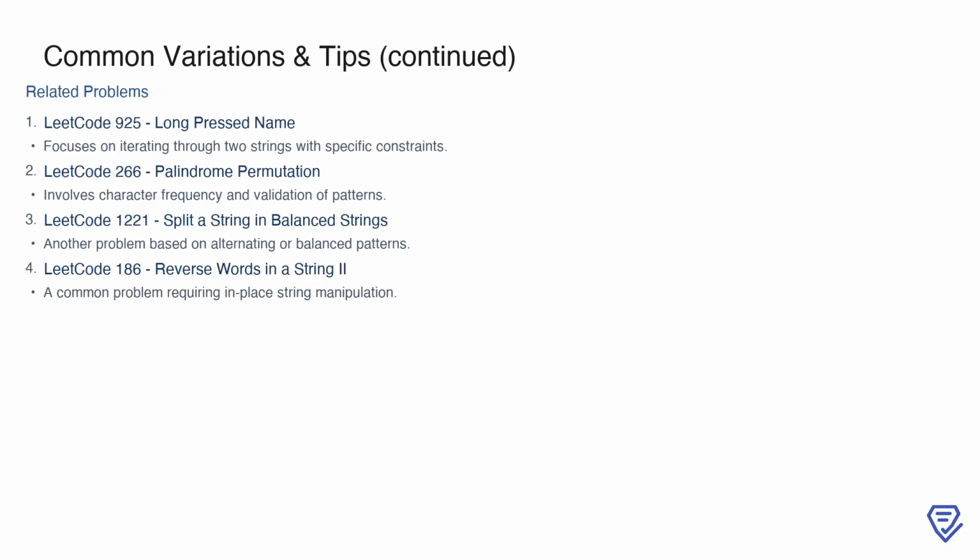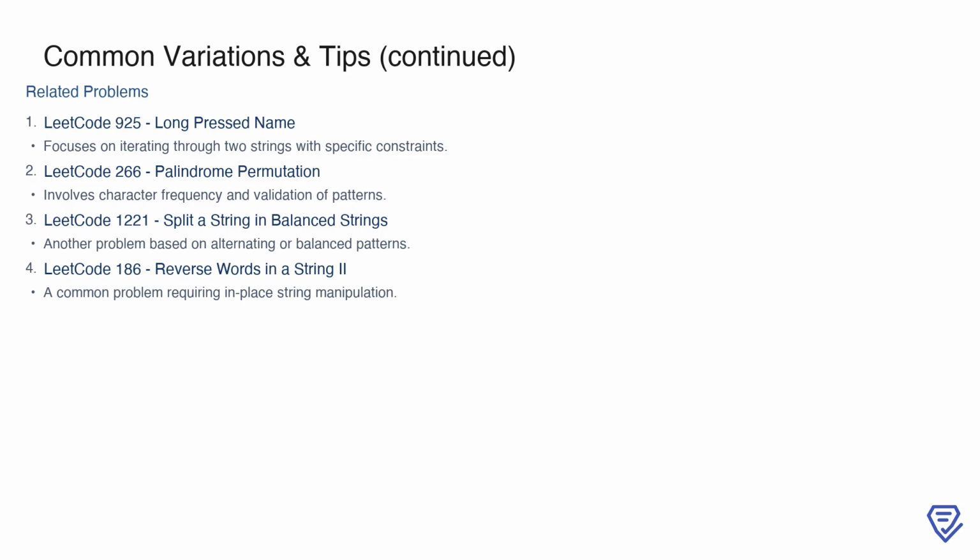There are also several related problems on LeetCode that can help you practice similar concepts. For example, LeetCode 925, Long Pressed Name, focuses on iterating through two strings while adhering to specific constraints. LeetCode 266, Palindrome Permutation, deals with character frequency and validating certain patterns, which can help you develop skills for handling character-based logic. Another related problem is LeetCode 1221, Split a String in Balanced Strings, which revolves around alternating or balanced patterns.